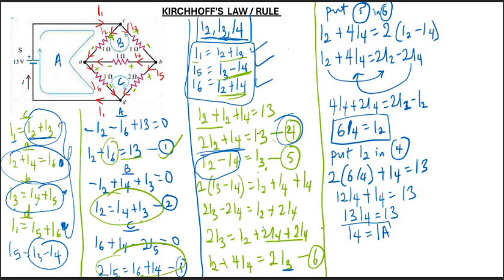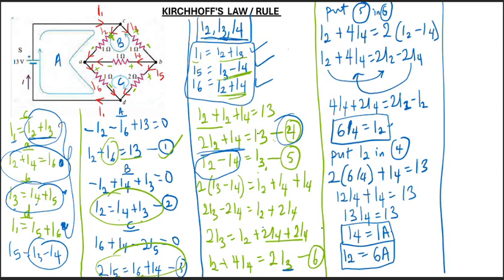Since I have obtained my I4, then I can plug it back inside this one, because my I2 depends on I4. So my I2 will be 6 times 1, which is 6 ampere also. Then I have obtained my I2. Then I can now move on in solving for others. Now others is I3, because I3 is related to I2 and I4. I can say I3 is equals to I2 minus I4, where I2 is 6 and I4 is 1. So I can say my I3 is equals to 5 ampere.